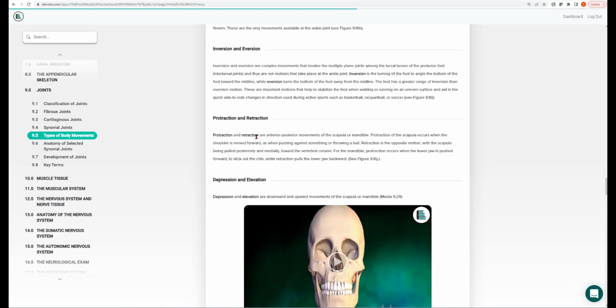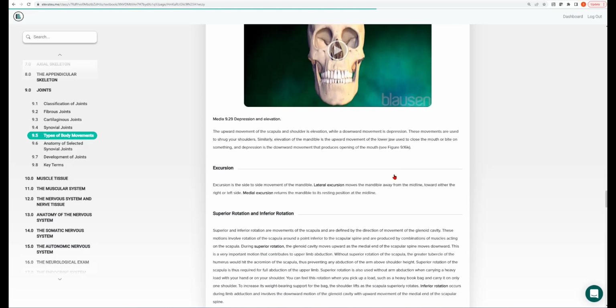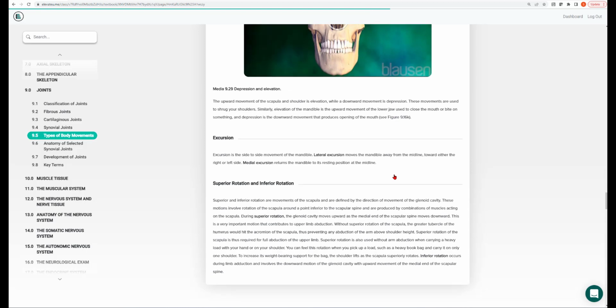Protraction and retraction, again, movements of the scapula or the mandible. Protraction is simply pushing things out, and retraction is bringing it back. Depression, elevation. Depression is bringing it down. Elevation is bringing it upward. Again, good examples on the scapula and the mandible. So take a look at those.